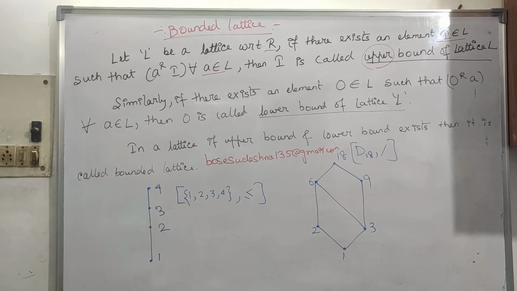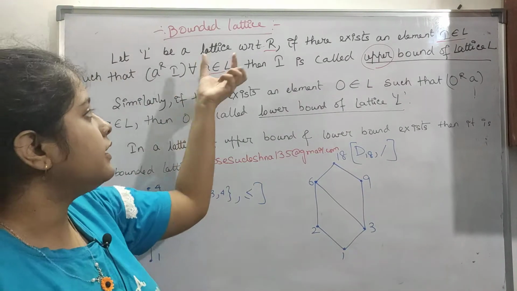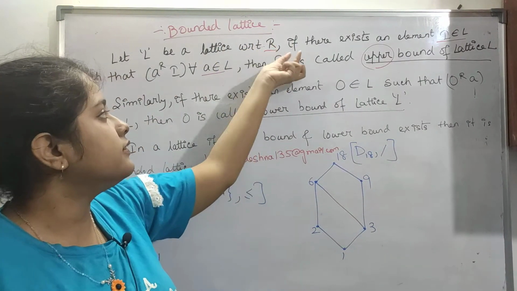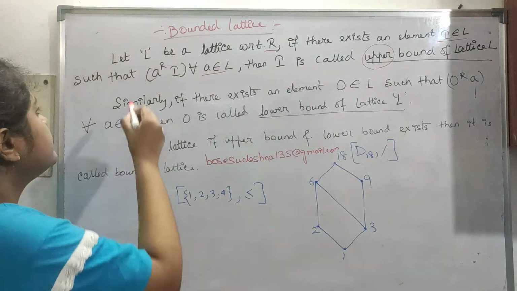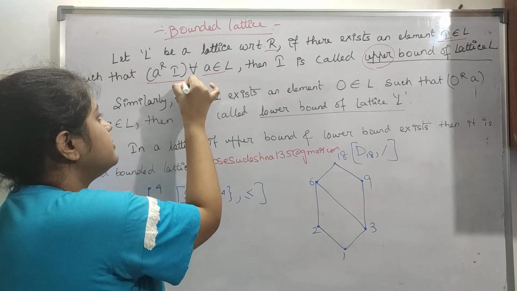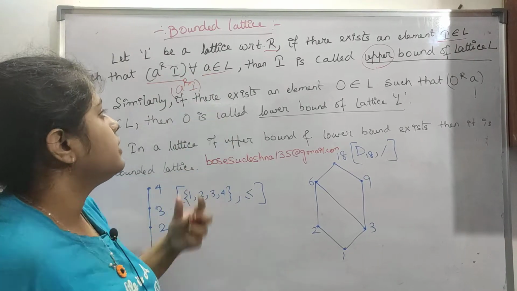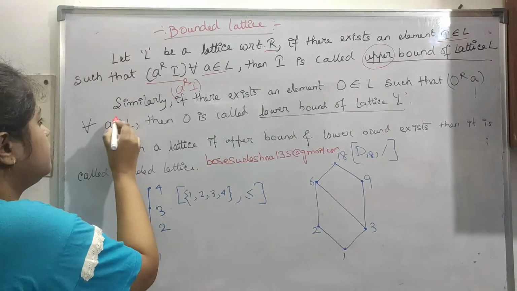So this is called upper bound. Let's say again, let L be a lattice with respect to R. R is relation. If there exists an element I belongs to L such that A is related to I, so this order is important, A is related to I, not the otherwise, then I is called upper bound.